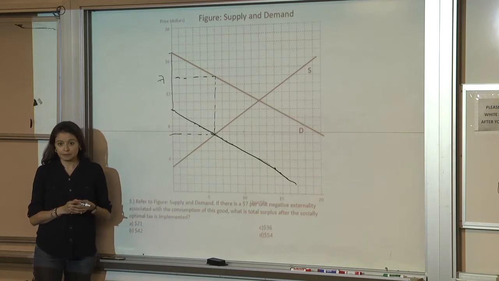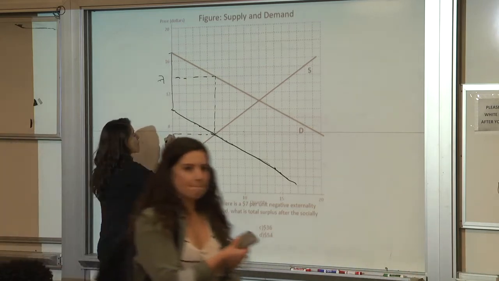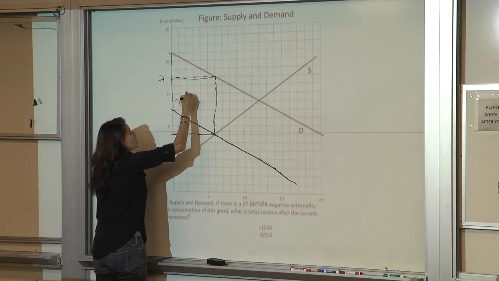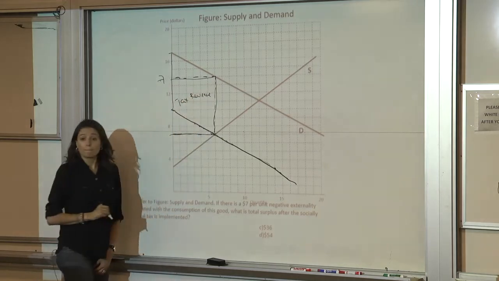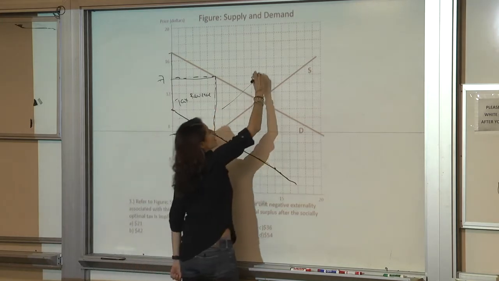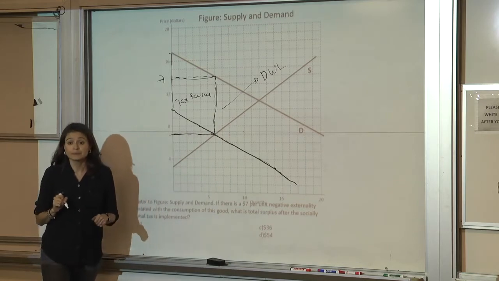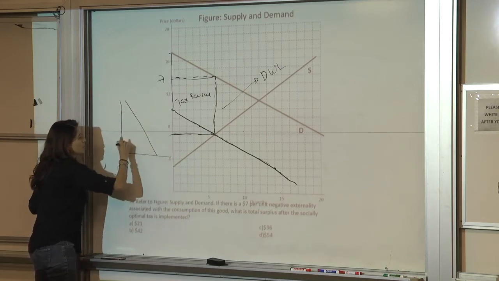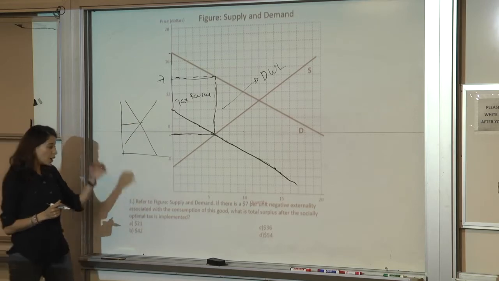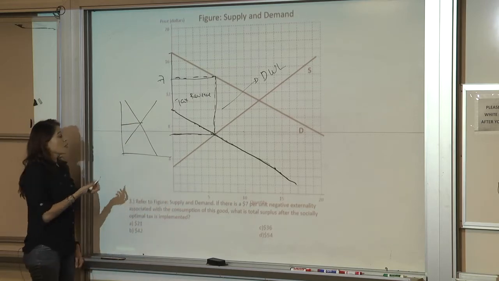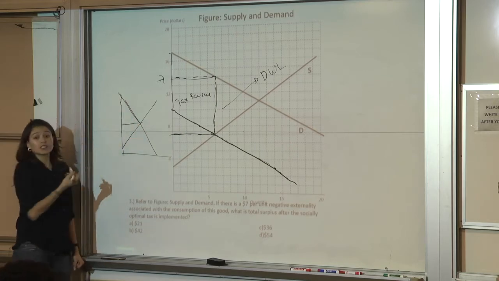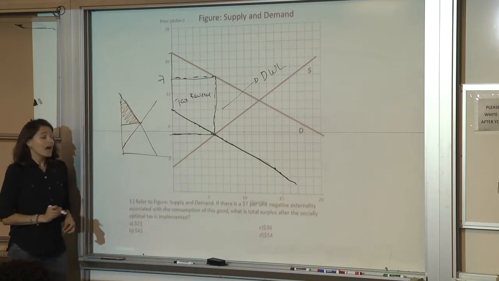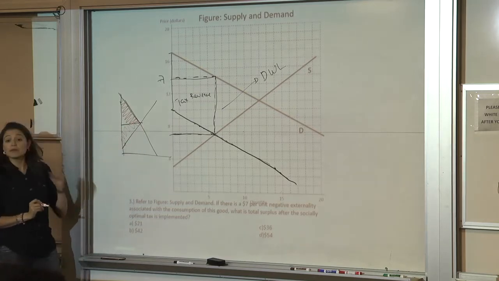So, what happens with a tax? With a tax, this part of the tax goes to the government, right? This is what is called the tax revenue. And this is what we call the dead weight loss, okay? So before, in a market that is in equilibrium with no externalities, what is my total surplus? It is the total surplus of the consumer here and the total surplus of the producer. So this will be my total surplus.